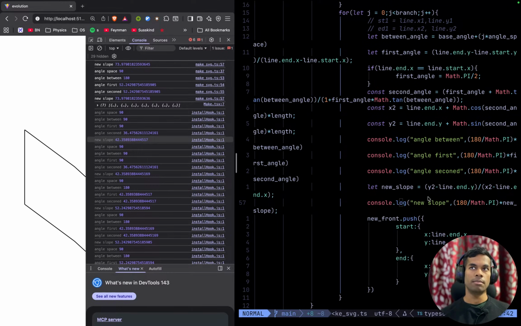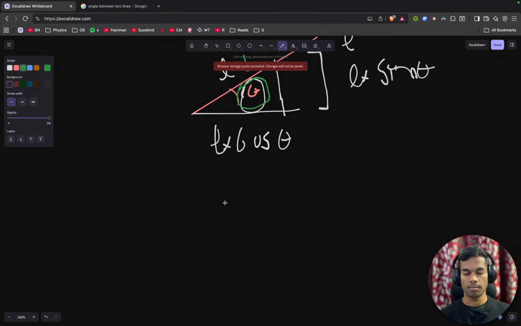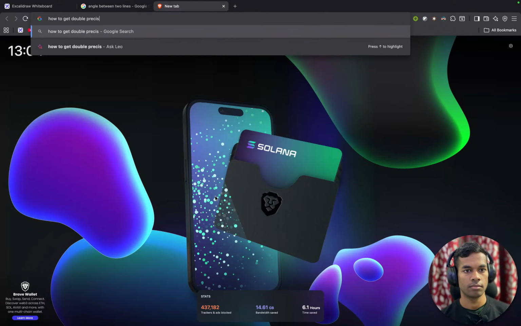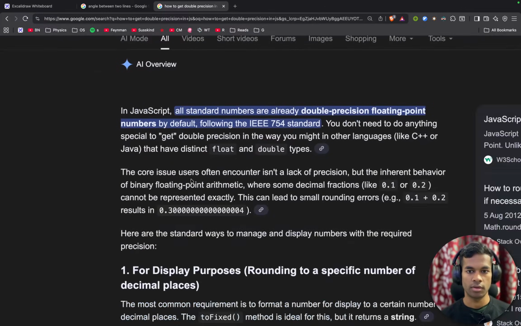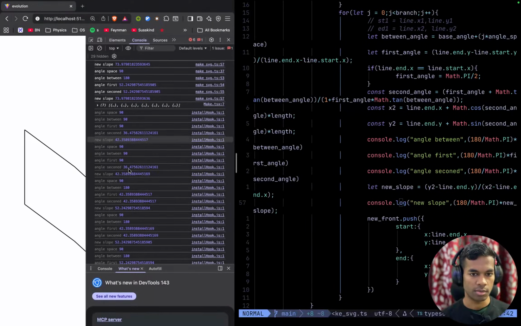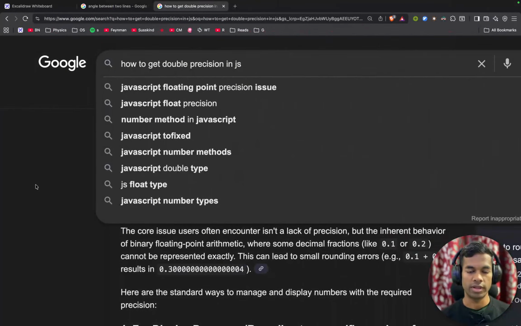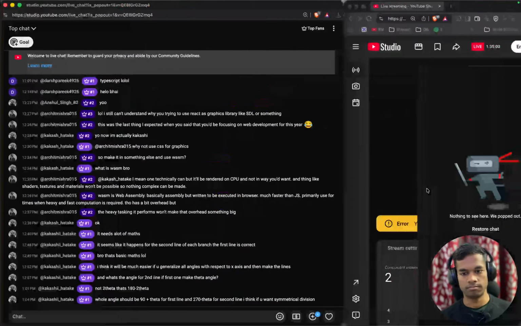So maybe instead of working with pi, we can work with something else. How to get double precision in JavaScript? Can we get double precision in JavaScript? Or is it already double precision in JavaScript? Where is this double precision? Maybe we can work with degrees, and when we are calling these functions, we can convert that degree into radians.